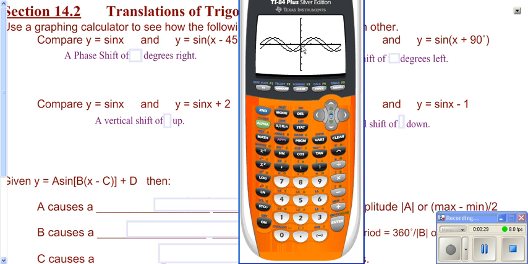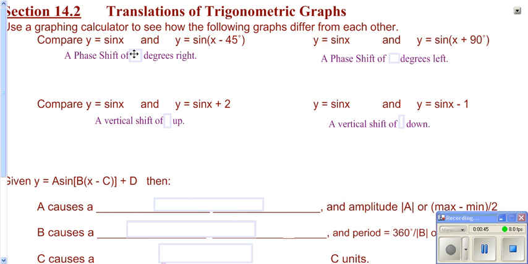Now you'll notice your original one goes to the origin, but this one here crosses a little bit to the right of it. Now this is 0. This first tick mark is 90 degrees. It's crossing halfway in between, so it looks like it shifted your graph 45 units to the right, and that's exactly what it's doing. Let's take a look at our plus 90.